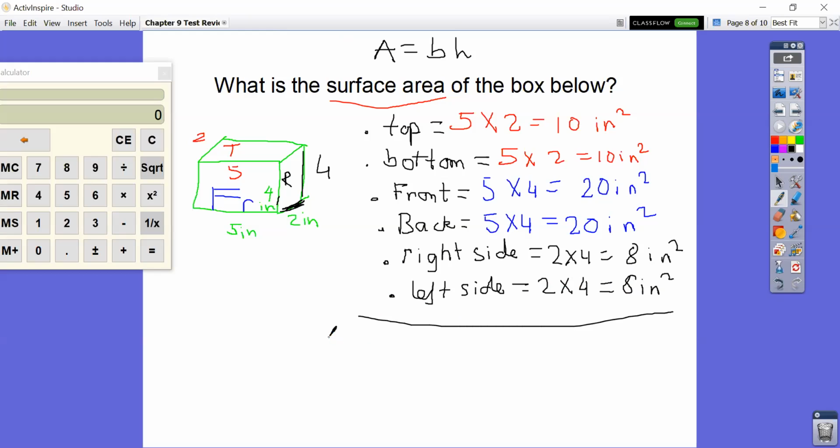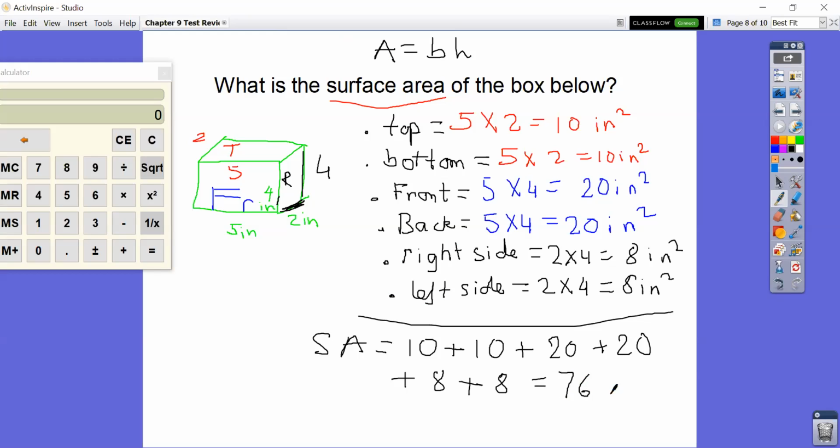Surface area, I add them all together. I add the top area 10, plus the bottom area 10, plus the front area 20, plus the back area 20, plus the right side area 8, plus the left side area 8. I add them up. What do I get? 10 plus 10, 20, 40, 60, 68, plus 8, 76 square inches.